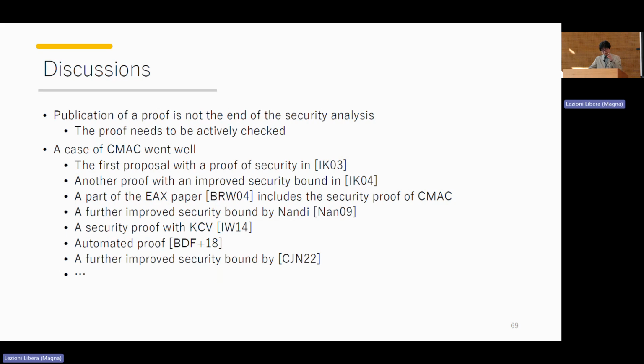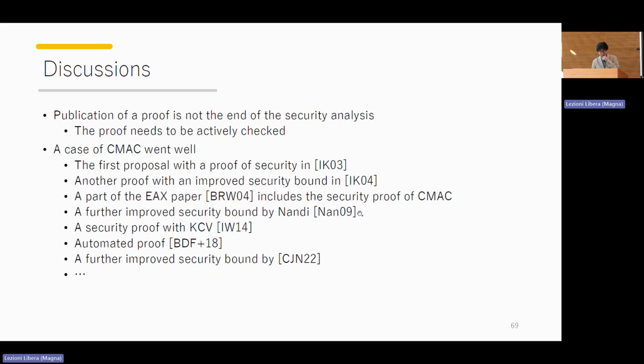So I'd like to mention that publication of a proof is not the end of the security analysis. The proof needs to be actively checked. And I think the case of CMAC went very well. There was the original security proof that was improved soon. A part of the EX paper includes the security proof of CMAC.